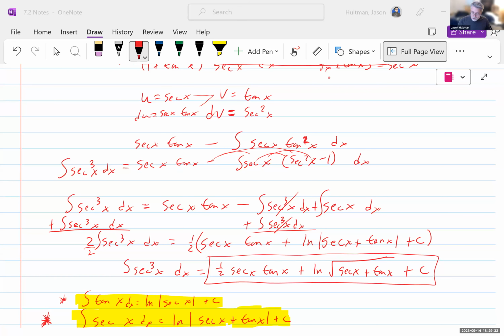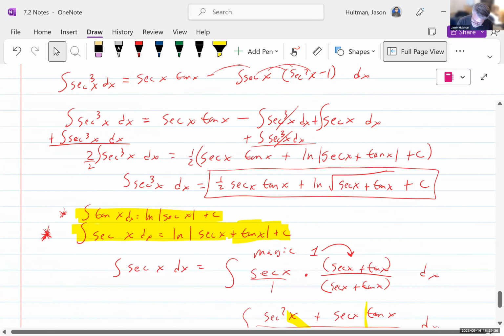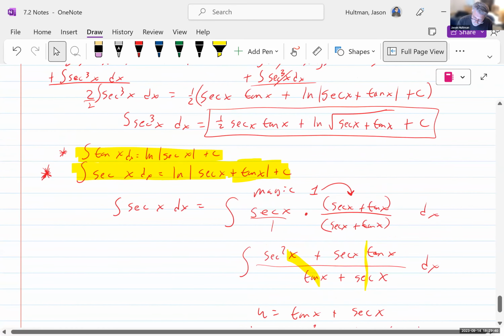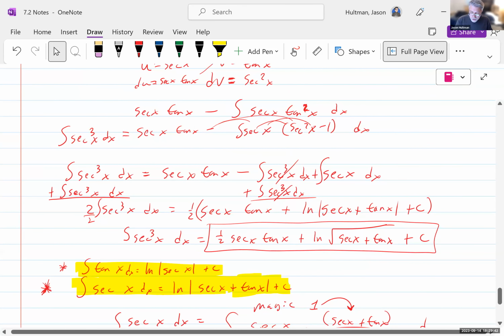Okay, and that's it for 7.2. So we had to find our magic one and do that as well.